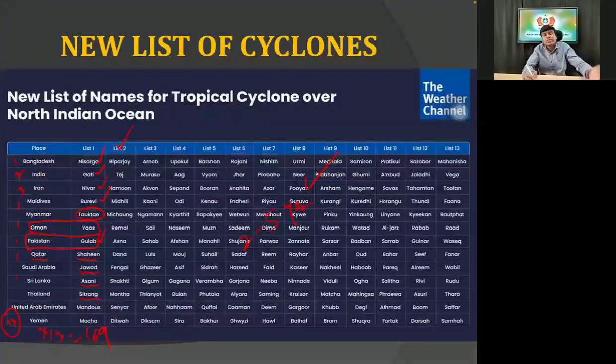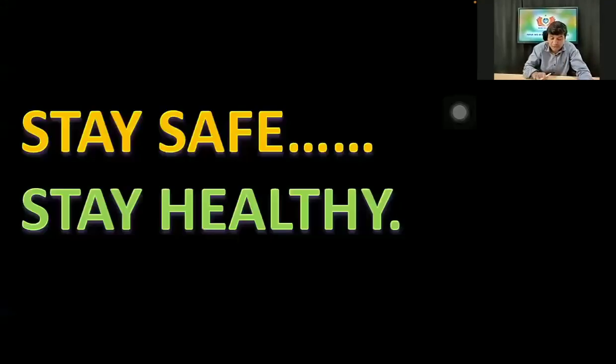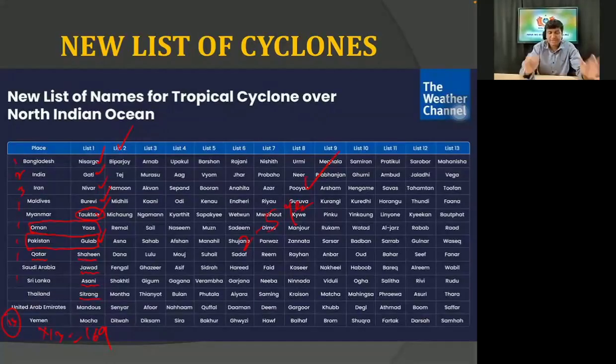And again the new list will be submitted by the countries, and the names will be declared from the list. IMD already has the list, and whenever a cyclone comes, IMD will declare the names one by one. So Taukte was named by Myanmar, Yaas was named by Oman, and the next cyclone will be Gulab. Just remember, the next cyclone will be Gulab. So this is all about cyclones, the origin of cyclones, and the naming of cyclones.